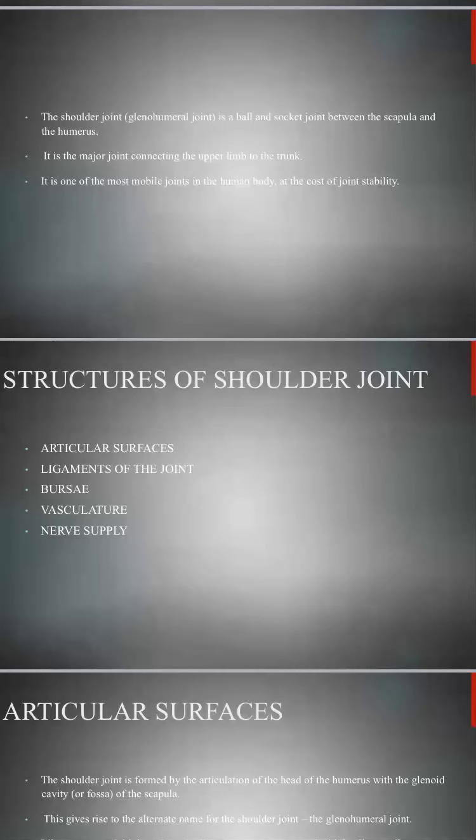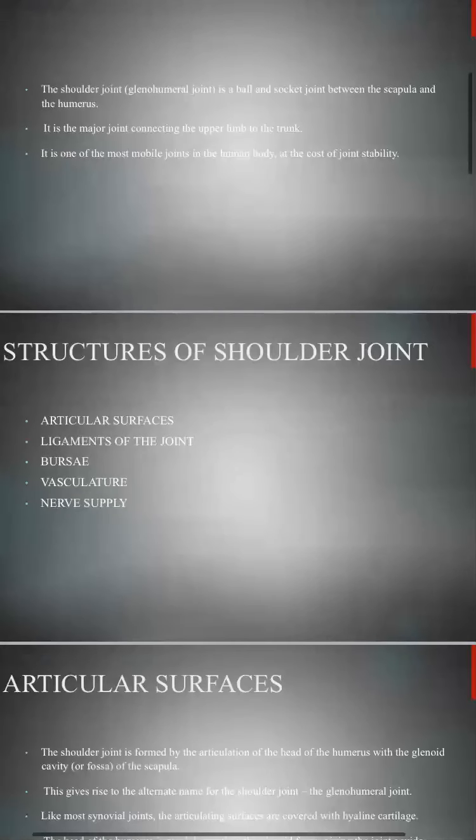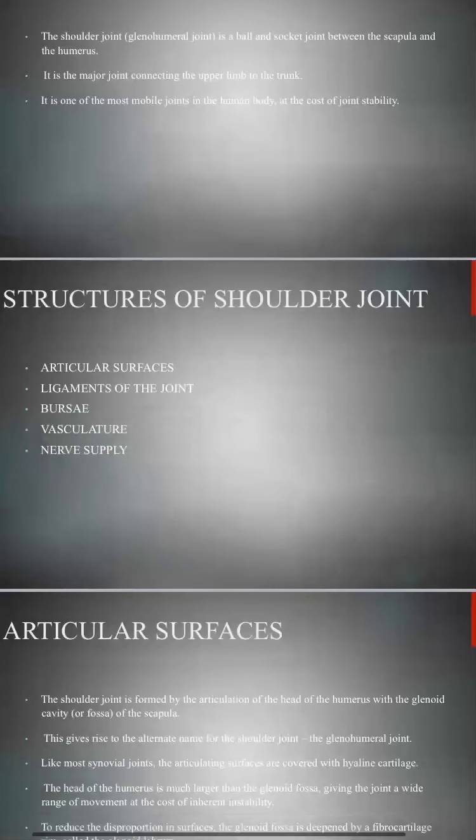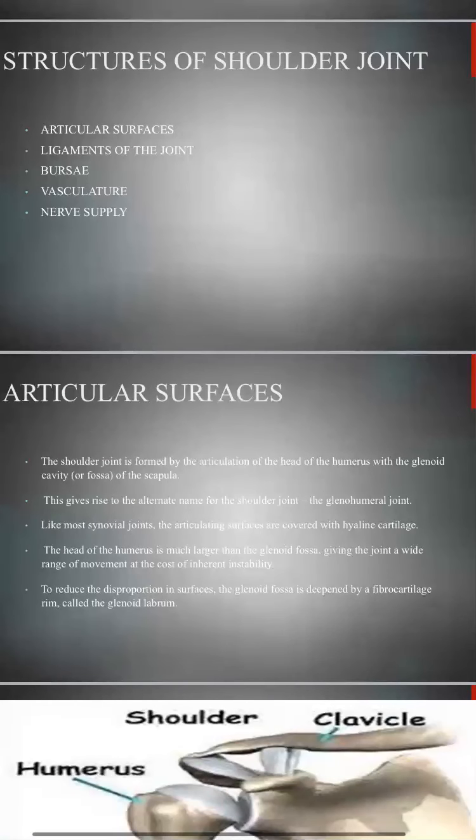And next, ligaments of the joints. Ligaments help in the stability of the joint, maintaining the stability of the joint, and also tendons. Next, muscles and bursae. Bursae are nothing but sac-like, bag-like structures. They provide the cushion for the joint to minimize the tearing or friction. And the vasculature, nothing but the blood supply of the joint, and the nerve supply.